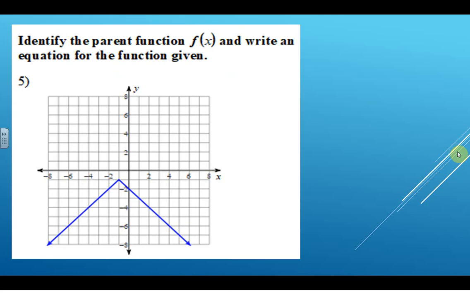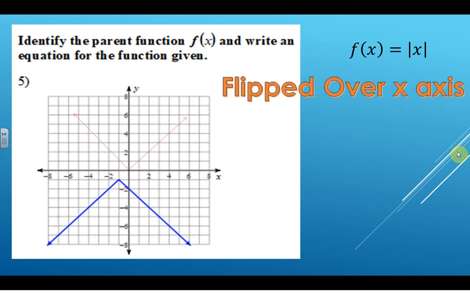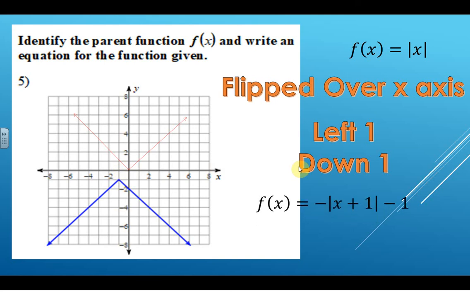Okay. Identify the parent function and write an equation for the function given. So let's just do another one real quick. All right. Absolute value. And it might be helpful to sketch that in. You don't have to, but that's in the red. I just sketched it in there real quick. Flip over the x-axis. That's definitely what occurred. And then we moved it left one, down one, because the vertex went left one, down one. All right, so on the outside, because of the x-axis flip, we go left +1, and then you go down the -1 at the end, and there you go. Look at us go.